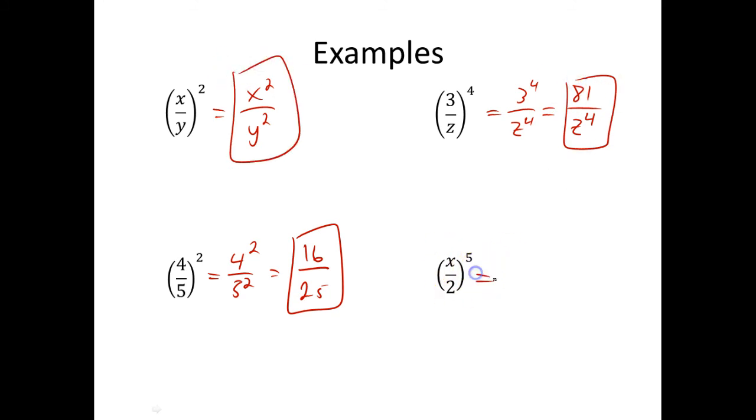X over 2 to the 5th. X to the 5th over 2 to the 5th. And 2 to the 5th, let's see, 2 times 2 is 4, times 2 is 8, times 2 is 16, times 2 is 32. So it's x to the 5th over 32. And that's it. Not too bad at all.